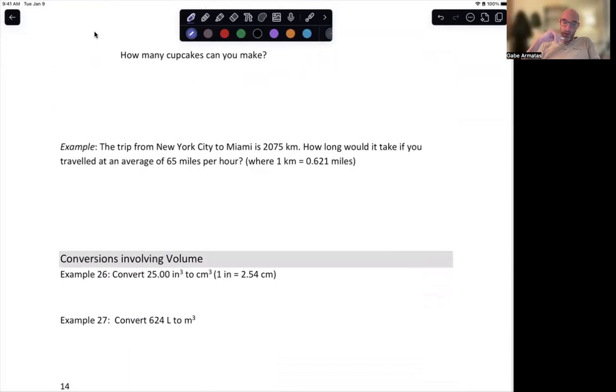The trip from New York City to Miami is 2,075 kilometers. How long would it take if you traveled 65 miles per hour? So you have a speed limit or a speed per hour. This right here means it's a conversion because it's 65 miles per 1 hour. And we have another conversion here because miles and kilometers are equivalent. We're going to talk about those as well. And so that's the idea.